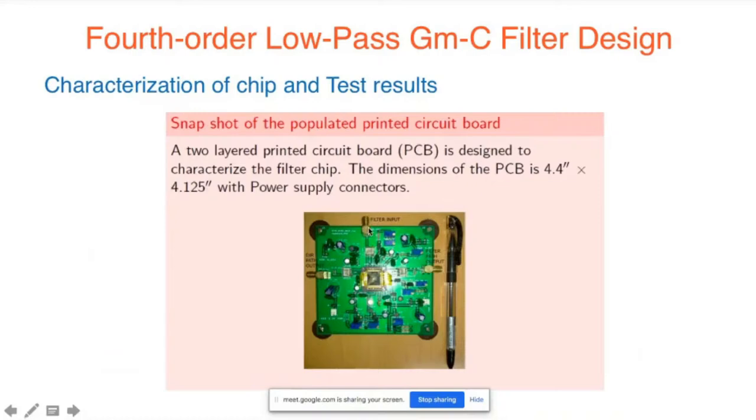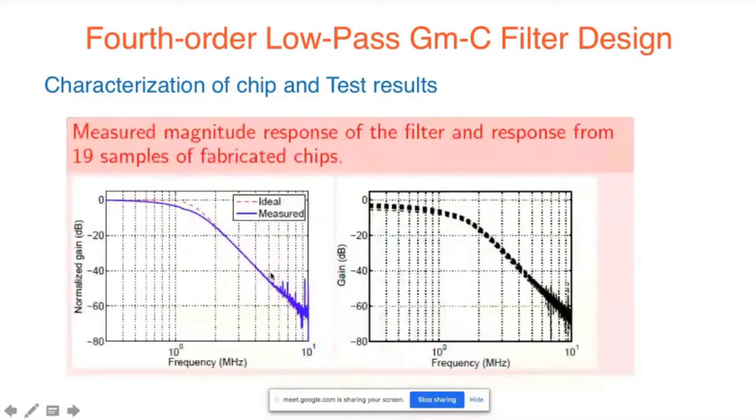And this is the response of the chip measured with a vector network analyzer. You have an ideal response and then the measured response. So there is a small deviation at the 3 dB point, but otherwise the remaining part is fine. You get the same attenuation. In total, we have received 20 chips. Out of that, the results are almost the same.